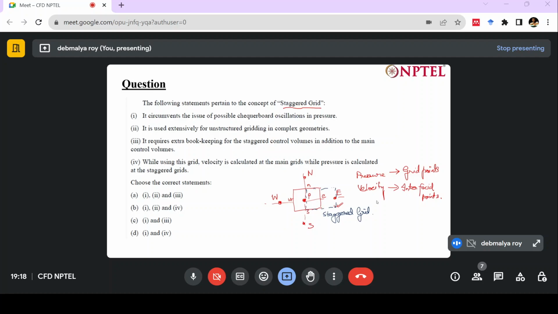Also, there is another thing mentioned in this first point: the issue of checkerboard oscillations in pressure. To understand this, let us understand one thing first. Whatever solution of pressure we get, we always have P plus C. If I add a constant to the pressure, that will also be a solution.